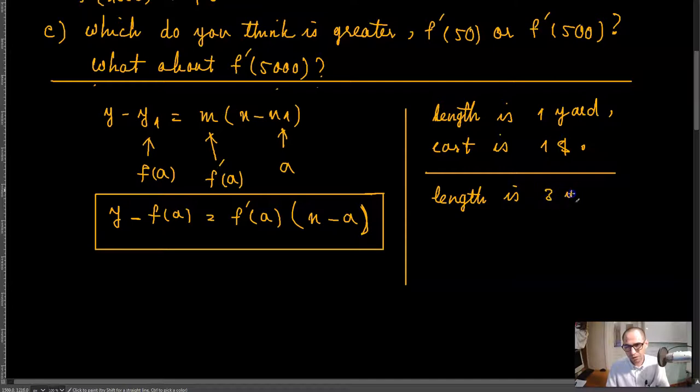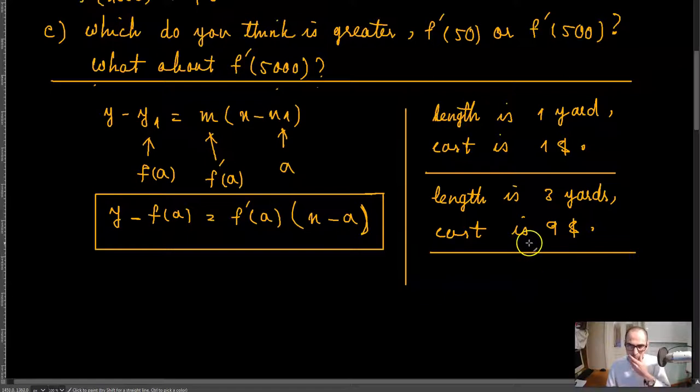When the length is 3 yards, then the cost becomes basically $9, right? Now in this case, this is your x and this is your f of x. In this case, again, this is your x and this is your f of x, right?